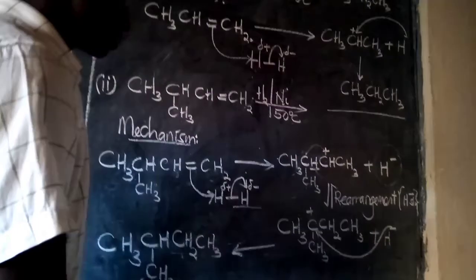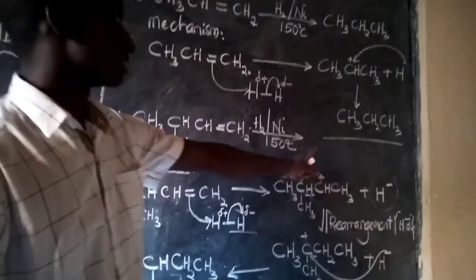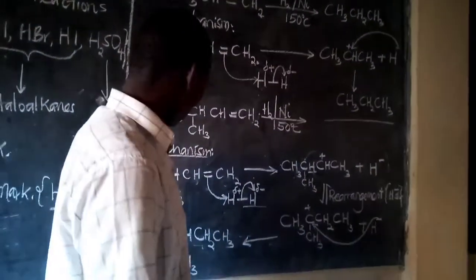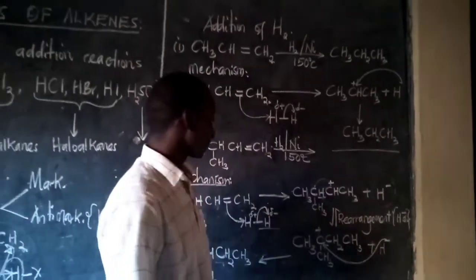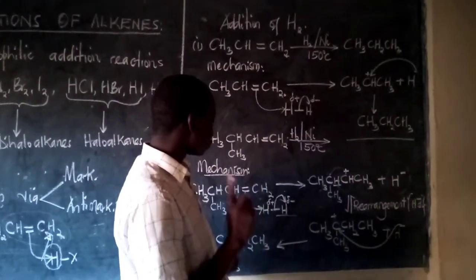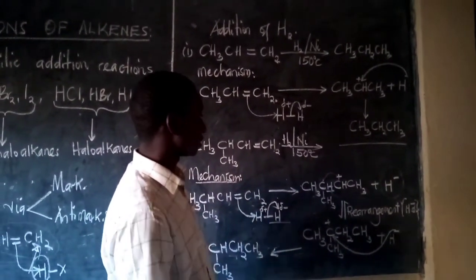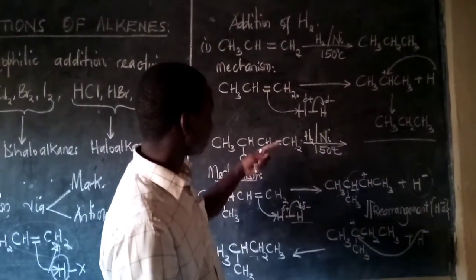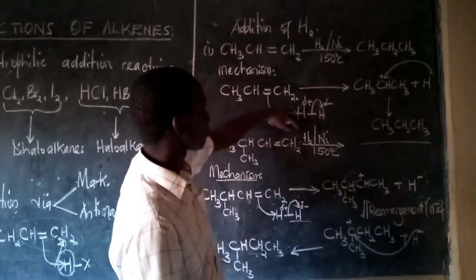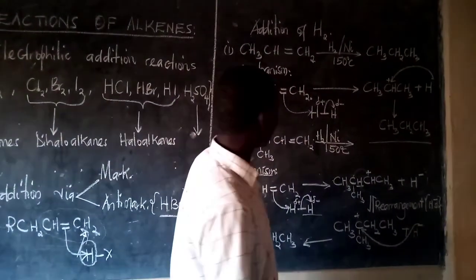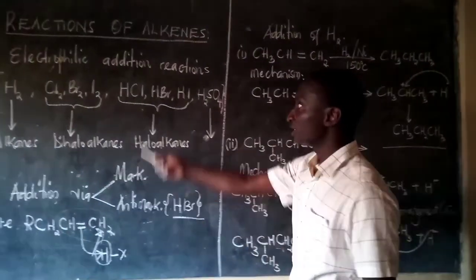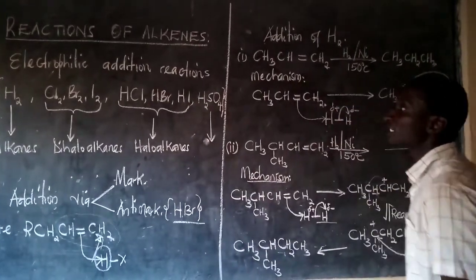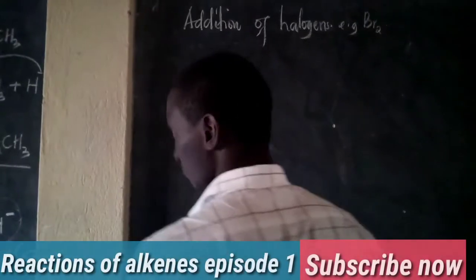So from this, someone can be able to write the final product of what we come up with here. We have only added and we have not lost any molecule from what we have done. That is for addition of hydrogen. You can try various alkenes and try out what is here. Let us go to the addition of the halogens. We shall see examples.